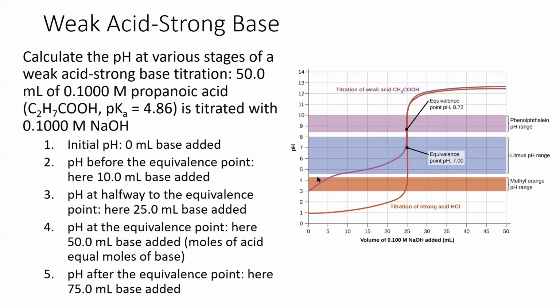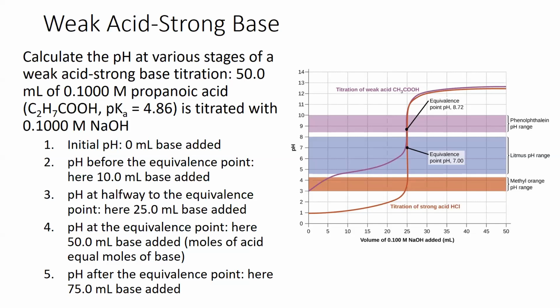Okay, so our goal, like I said before, for today is really just to do calculations for a weak acid strong base titration. We're going to use the same concentrations as we did for our strong acid strong base titration last time, except we're going to have a different acid. The acid this time is propanoic acid with a pKa of 4.86.